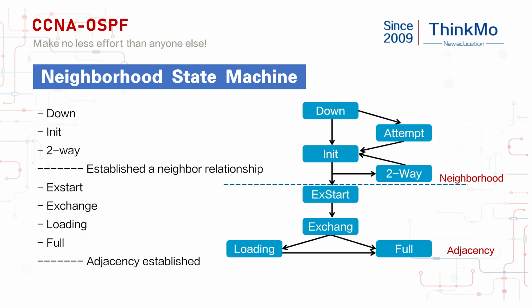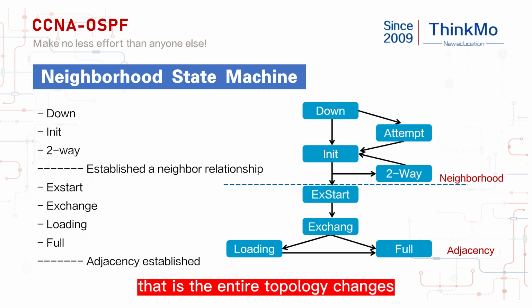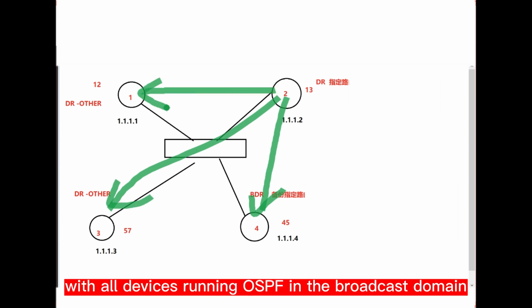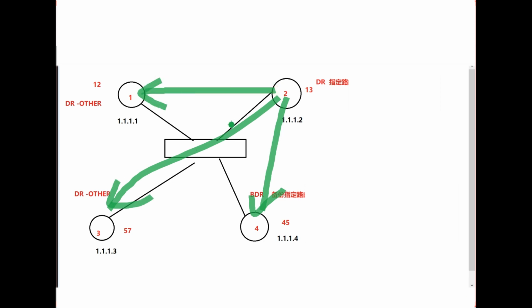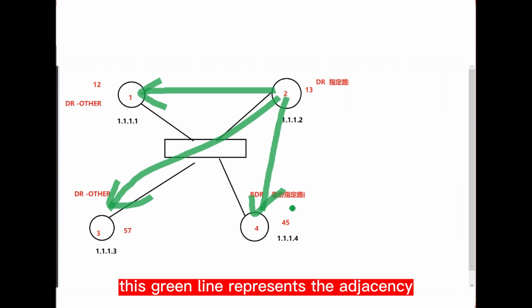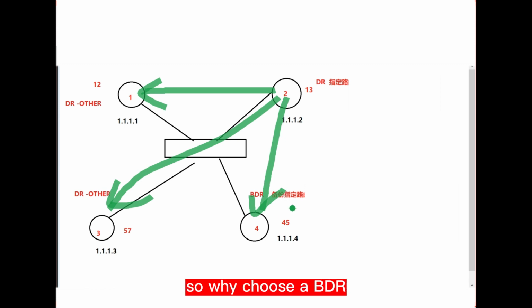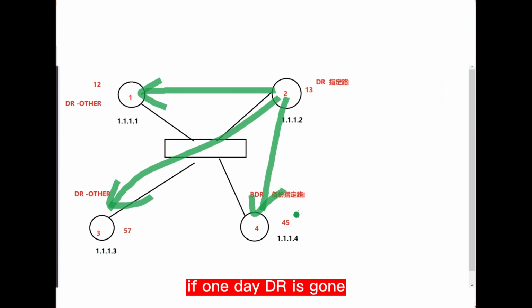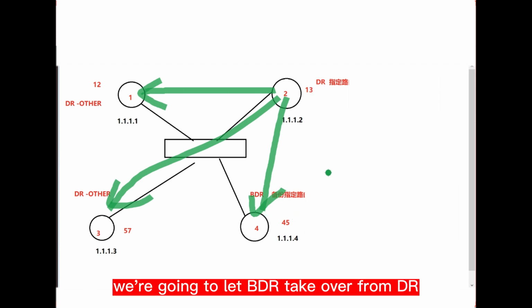After choosing, it creates a change, that is, the entire topology changes. I'll draw it for you. We now elect a DR here. It will establish adjacency with all devices running OSPF in the broadcast domain. This green line represents the adjacency. So why choose a BDR? Because we're going to pick a backup. If one day the DR is gone, we're going to let the BDR take over from the DR.